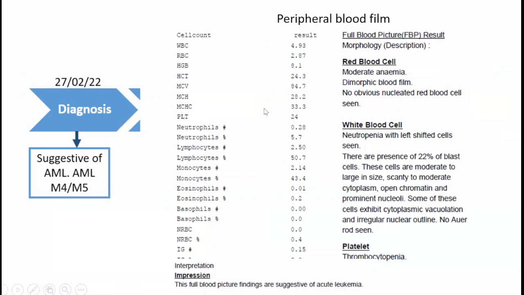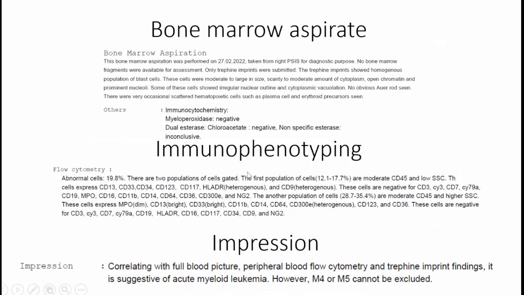These are the diagnostic blood film, where we can see there are 22% blasts, already suggestive of acute leukemia this time. On the bone marrow aspirate, only trephine imprint was submitted, but there was a homogeneous population of blasts. On immunophenotyping, there are 2 populations of cells, the myeloblasts and also monoblasts, but the percentage of myeloblasts is less than 20%, which is 12 to 17%. Correlating with the blood film, flow cytometry and trephine imprint findings, it is suggestive of acute myeloid leukemia. However, M4 or M5 cannot be excluded.